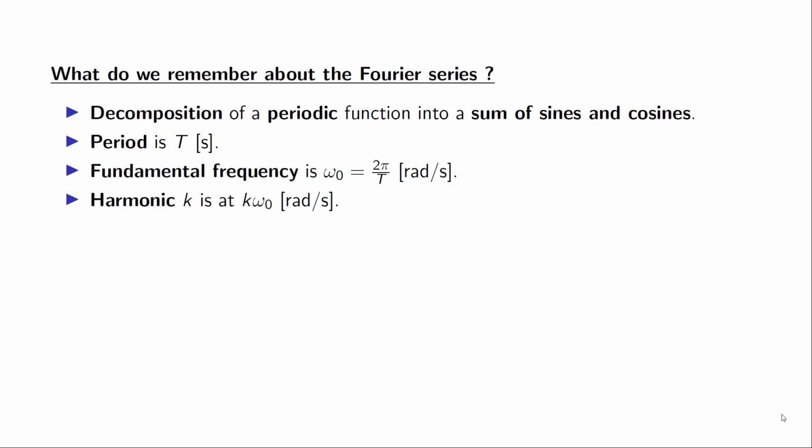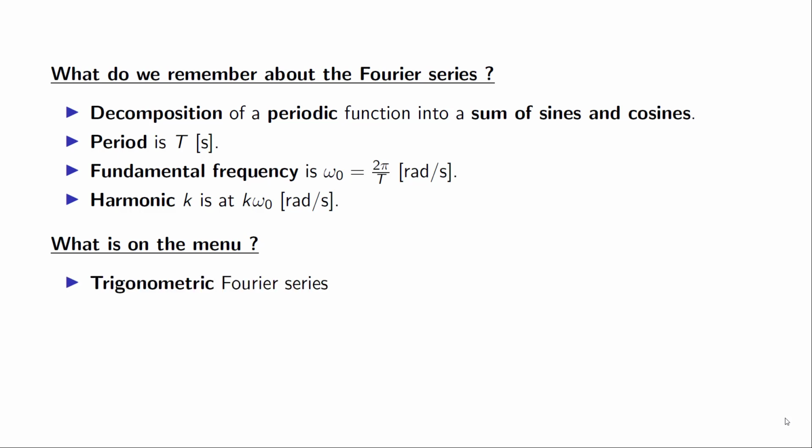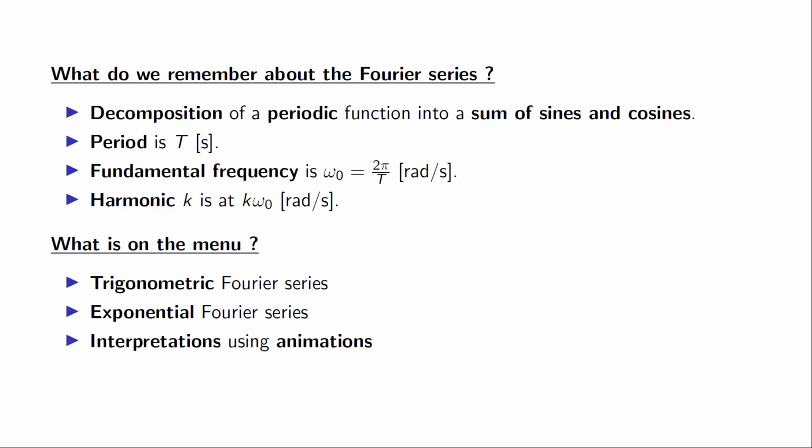Well, that's not too bad for starters, but what is on the rest of the menu for today? Well, of course, we have to formalize all this. We have to obtain the so-called trigonometric Fourier series and the so-called exponential Fourier series. These are the two approaches that you'll encounter in the literature. And of course, we'll have to look at the links between these two Fourier series. And next, we'll look at interpretations, and the best way to do this is to use animations.